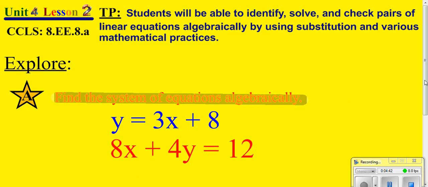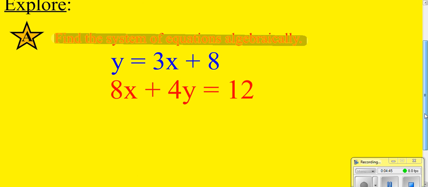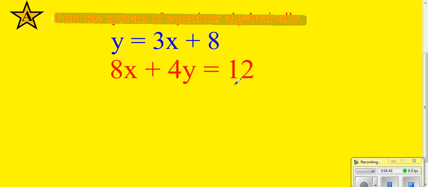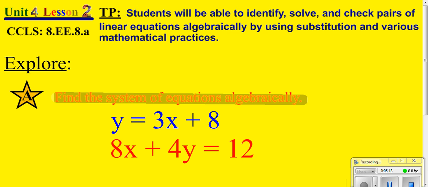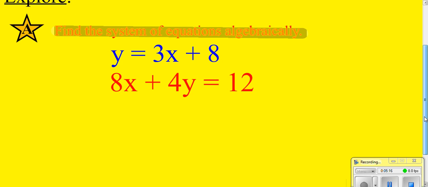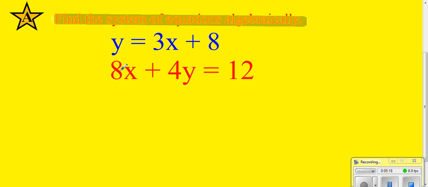Going to the next page, just wanted to show you this one because it's a little bit different. All right, one equation's equal to y, but the other is not. And if you take a look at what we did in this page, over here, where both were equal to y, we set them equal to each other because they're both equal to y. Well, this one is not equal to y in both equations. This one is a little bit different. So you have y equals 3x plus 8, and you have 8x plus 4y equals 12.